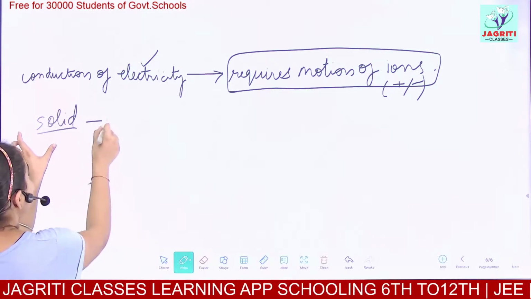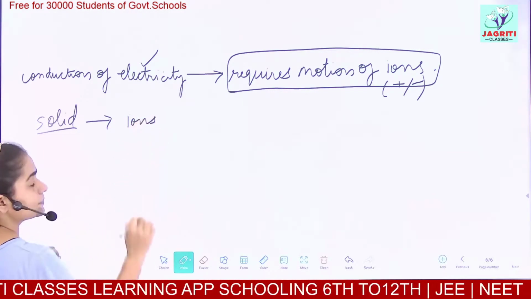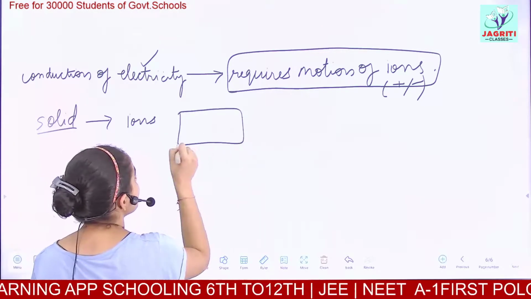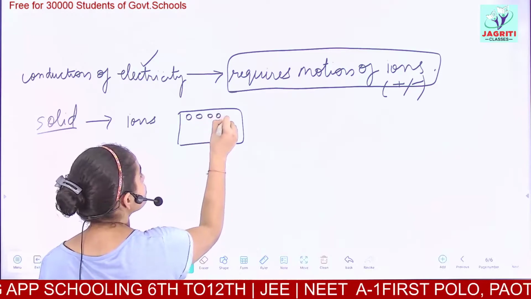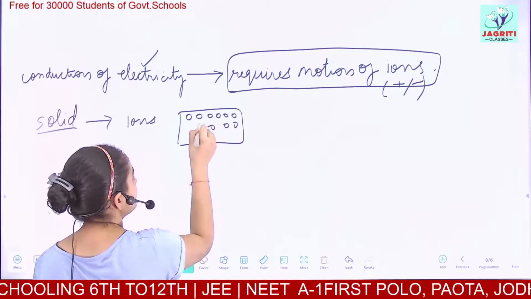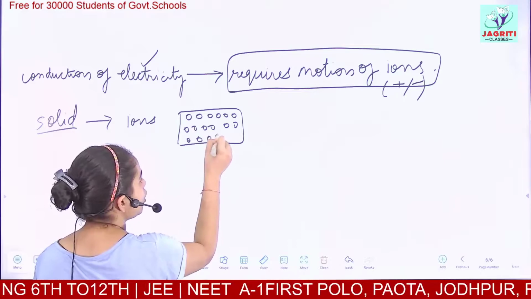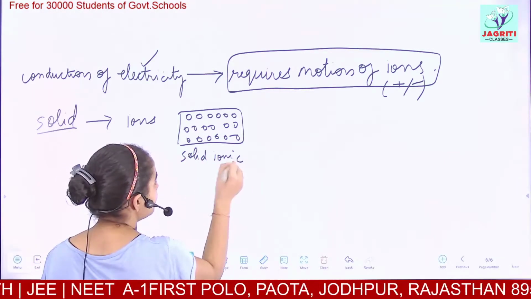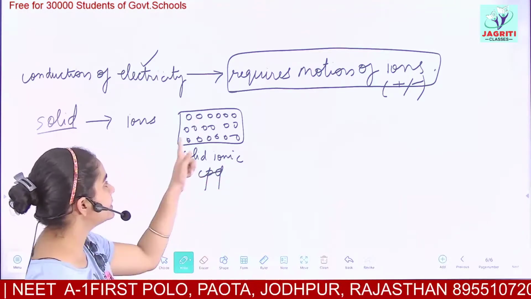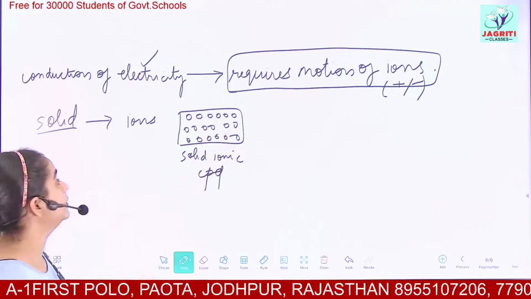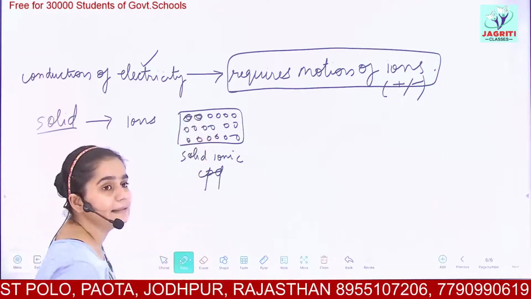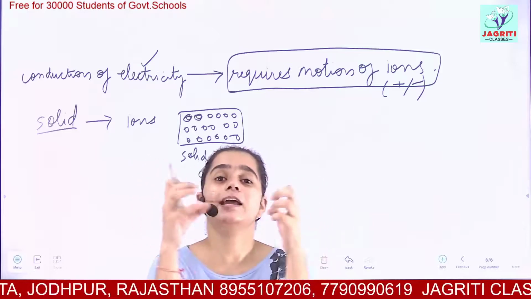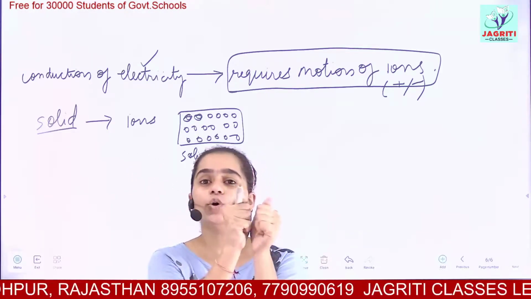Why? Because in solid state you have ions. Of course, ionic compounds are made up of ions, but in solid state, all these ions are closely packed. This is a solid ionic compound. You see all the circles, the particles I have made, they are closely packed. They do not have the space to move. They are joined together by large force of attraction, so they can't move.